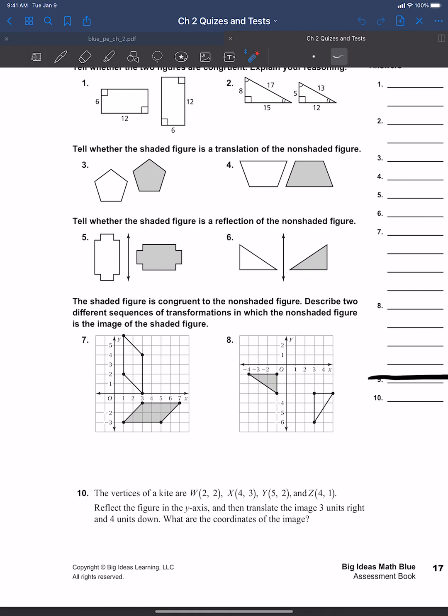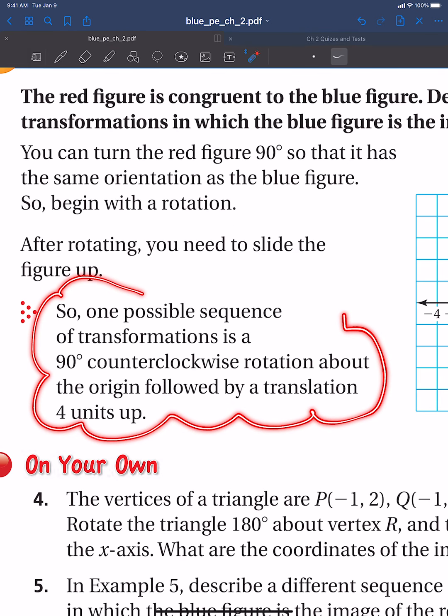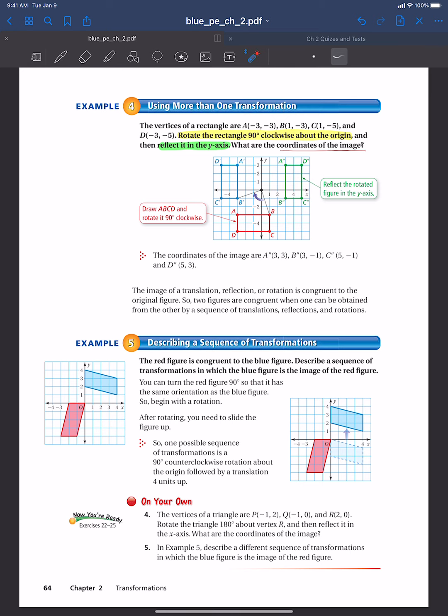But I guess the reason why I'm showing you all this is because I want your answer to look like this. I want it to have these wordings. I want them to say transformations. Don't forget to say counter or normal clockwise. Don't forget to say which degrees. Don't forget to say about the origin. And then don't forget to say what the next transformation is, okay? It's a lot, I know.